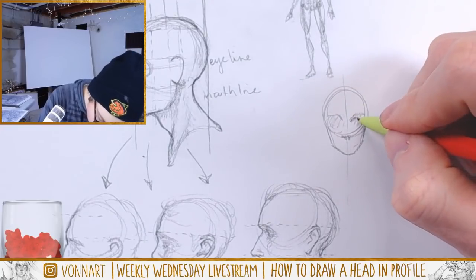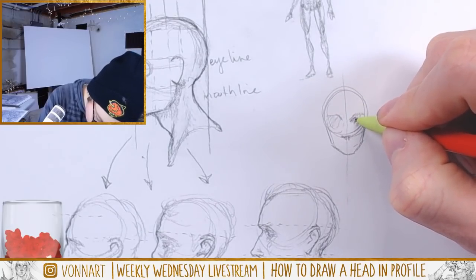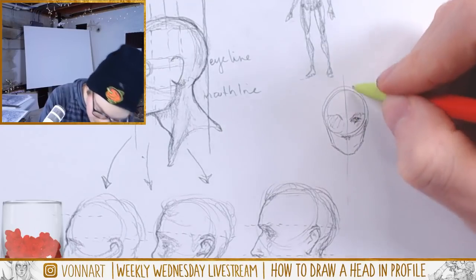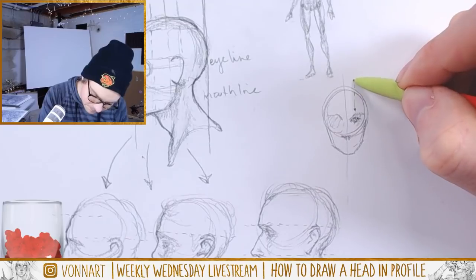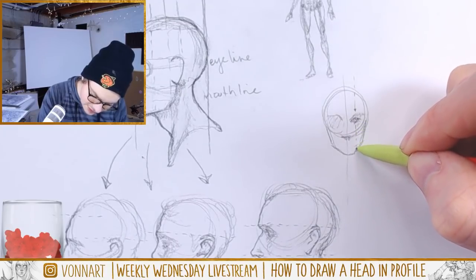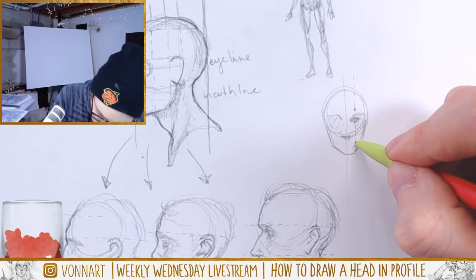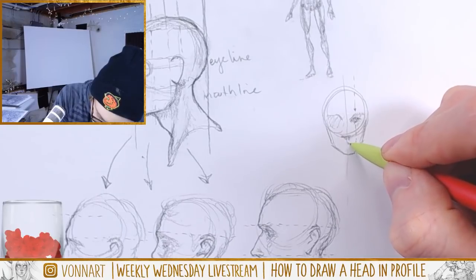So if you draw an eye, let's say it's on this side, the pupil, which would be right here, if you go straight down, should be the corner of the mouth from the front view.